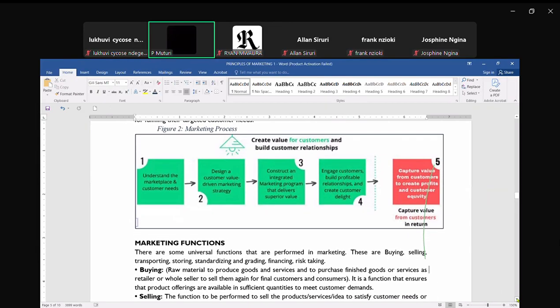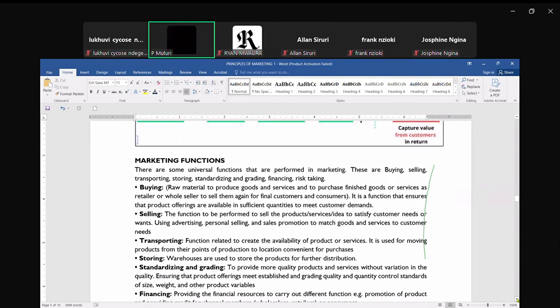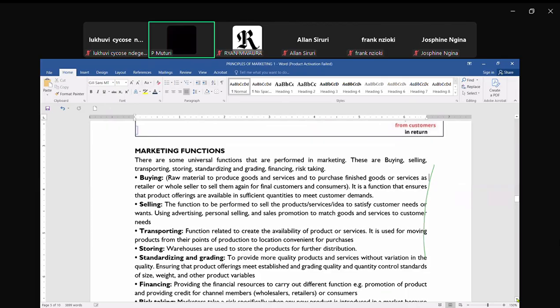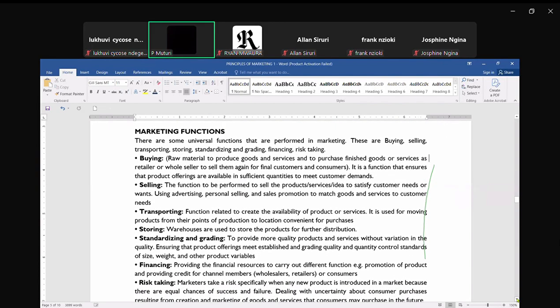Marketing functions, did you do that assignment? Because this is part of what I had asked you to do. Some key functions, some key roles of functions performed in marketing. So we've highlighted the major ones. These may not be all of them, but these are some of the key functions or roles of marketing in business. One of them is buying.